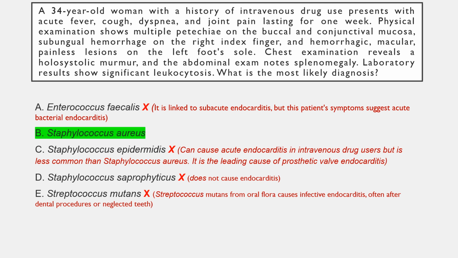Option E is incorrect, as Streptococcus mutans is a common cause of infective endocarditis. The source of infection is typically the patient's own oral flora, where neglected teeth or dental procedures can result in spread of bacteria from the oral cavity into the bloodstream, followed by colonization of heart valves.